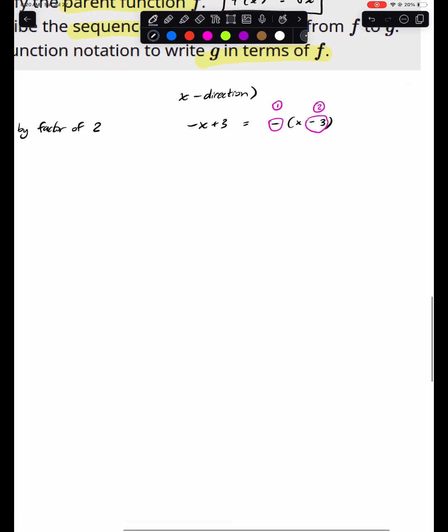Okay? So in that case, we have a reflection over the y-axis. And then we go right 3 units. Okay.